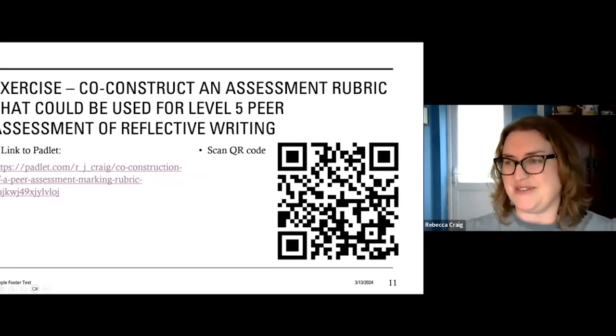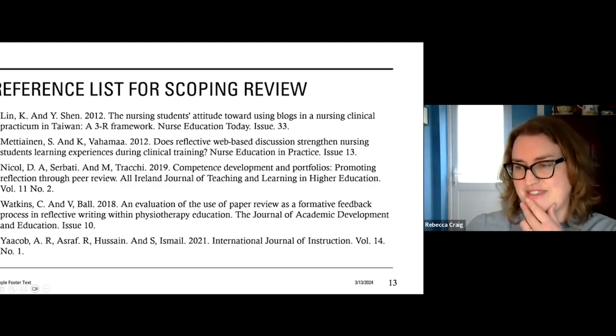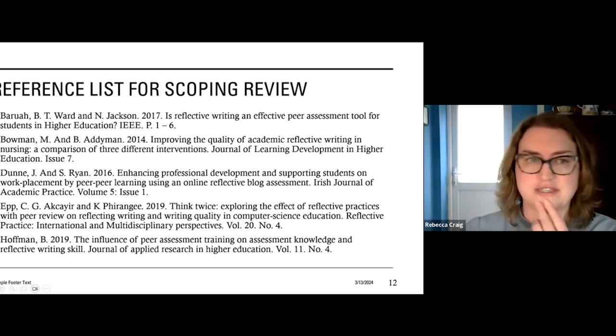Oh, thank you. Awesome. So yes, I have added the 10 references there as well. So these are the 10 papers that we reviewed as part of the scoping search.